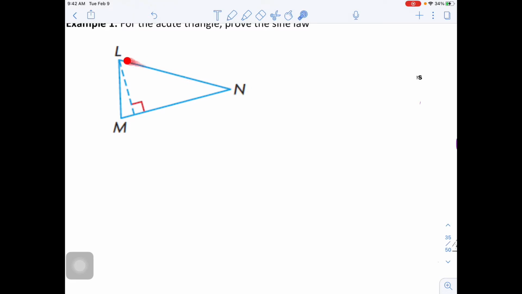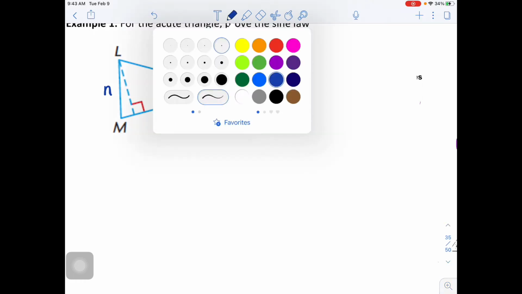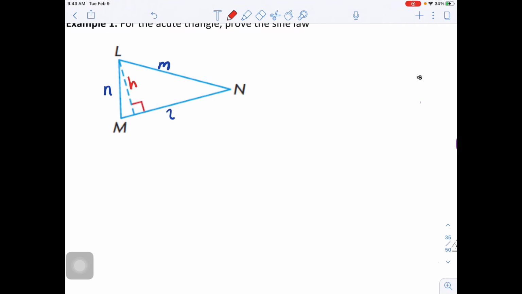This here, L and N, we're going to notate as little m because it's opposite here. This side length L to M is going to be notated as little n, and from here, M to N, that will be little l. So now we have some angles here. Now recognize they have dropped us a height in this case. The height here will help us solve the sine law. Essentially, it helps us create a ratio for the sine law.